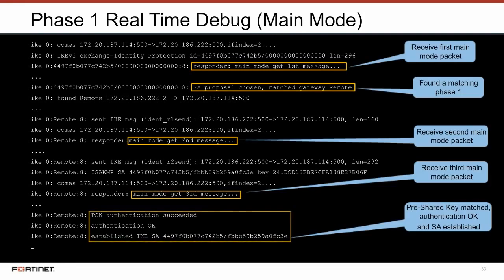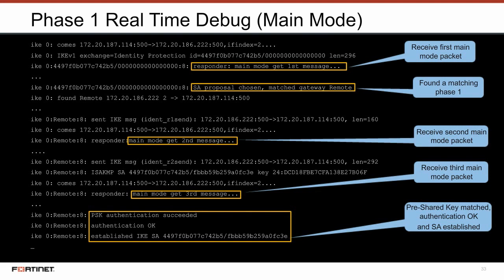This slide shows some output for a successful Phase 1 negotiation using main mode. The first line shows the arrival of an IPsec packet from the IP address 172.20.187.114. The third line indicates that the peer is using main mode. A bit later, the debug shows that FortiGate accepted the SA proposal from the remote peer. It displays the name of the Phase 1 that matches the proposal. In this case, it's the name remote.